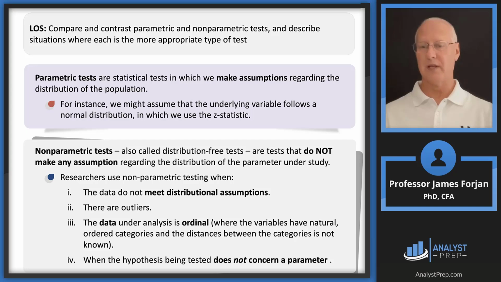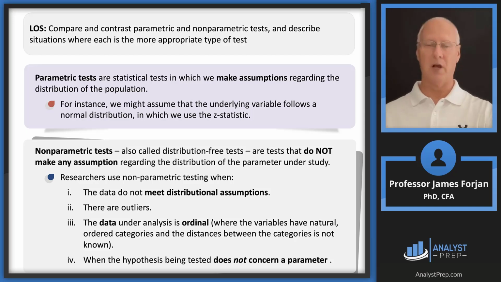Sometimes there are tests done that do not concern a parameter. Maybe we don't want to test for the mean. Maybe we don't want to test for the ratio or the difference between the two standard deviations. Or maybe the data is ordinal, meaning that we don't really know what the data looks like, right? They have naturally ordered categories like time: day 1, day 2, day 3, day 4. So those are probably good test questions there, researchers using non-parametric testing.